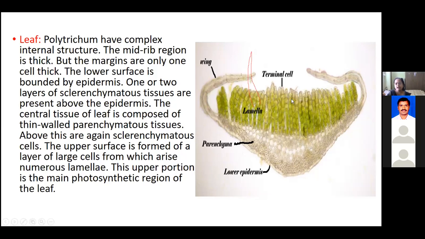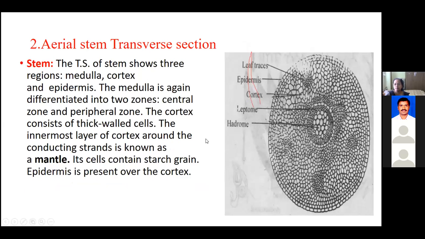Inka terminal part ki velte, ee lamellae part terminal part ki velte, slowly they become colorless and they are just acting like the terminal cells. Ante manaki leaf chivari bhagam anamata. Idantha middle region, thick ga untundi middle region. Idantha lower part of the leaf. Clear? So this is regarding the internal structure or the anatomy of rhizome and stem and the leaf structure.